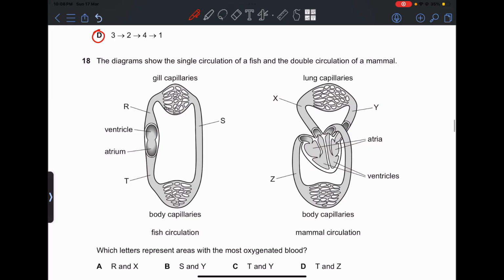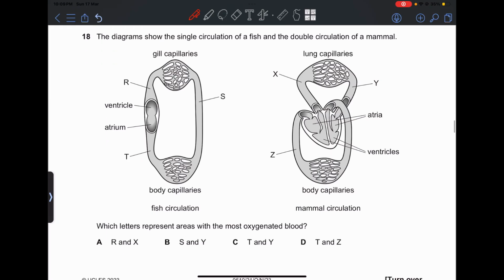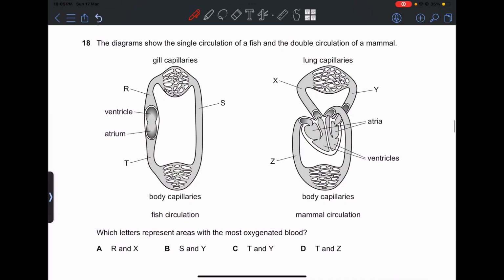18. The diagrams show the single circulation of a fish and the double circulation of a mammal. Which letters represent areas with the most oxygenated blood? So the most oxygenated blood should obviously be right after the gill capillaries, which is like the lungs in the humans. So the blood should be very oxygenated at around S. And also, this is for the fish circulation.